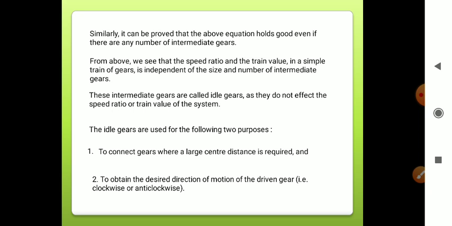And second, to obtain the desired direction of motion of the driven gear, that is, clockwise or anti-clockwise. Suppose we want the sense of the driven gear to be clockwise, then we can use idler gears as per the sense. If we want the driver and driven to rotate in the same sense, we use an odd number of intermediate gears. If we want the rotation to be opposite, then we use an even number of idler gears.